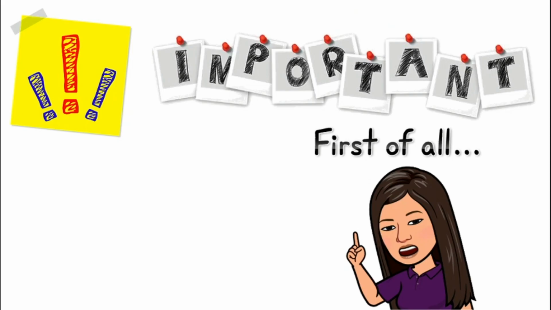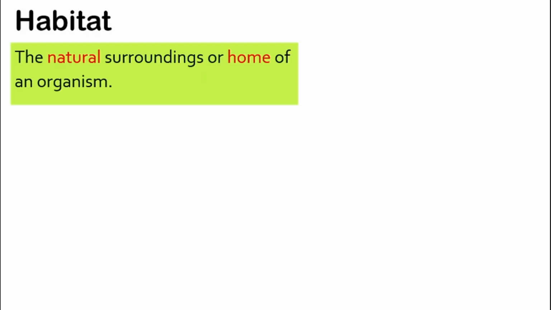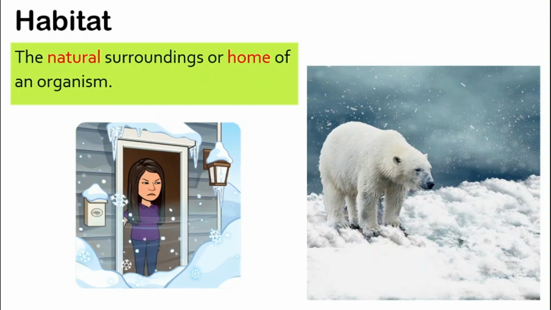So first of all, there are 5 very important terms that we need to understand. What are they? Let's look at them one by one. The first one is habitat. Habitat is very easy. What is habitat? Habitat is the natural home of an organism, meaning where does that living things live. For example, the natural habitat of a polar bear is in the North Pole.